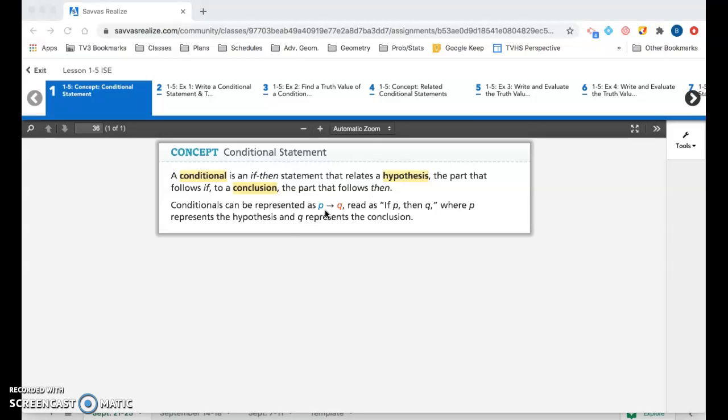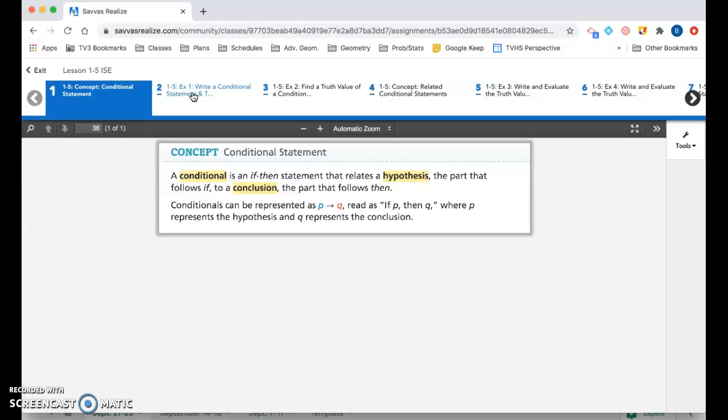A lot of times we see this notation used for representing conditionals, this little P and then a one-sided arrow pointed to the right and then a Q. And if you see a symbol like that, you would read that as saying if P then Q. P represents whatever phrase is the hypothesis, and Q represents whatever phrase would be the conclusion. So that's what a conditional is.